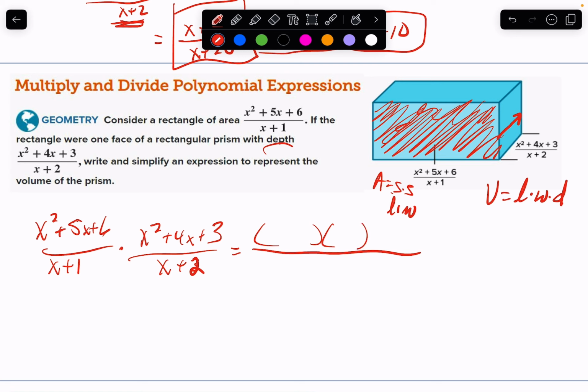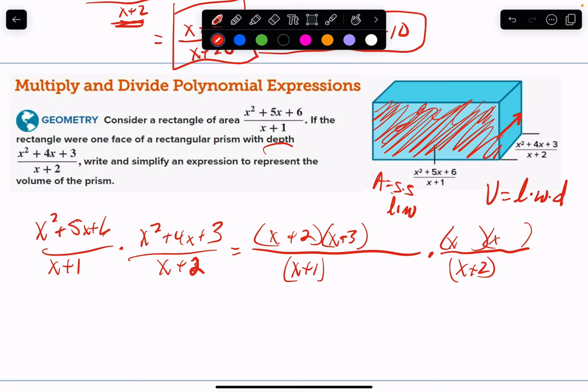Factor them. X. Factors of 6 add to 5 are 2 and 3, both positive. X plus 1. And we'll do times, and we got an x plus 2 down here. Each one gets an x. Factors of 3 that add to 4, well, it's just 3 and 1, and they both add to 4. Okay, so x plus 2 goes, x plus 1 goes, and we've got x plus 3 times itself. So we got x plus 3 squared, or x squared plus 6x plus 9.